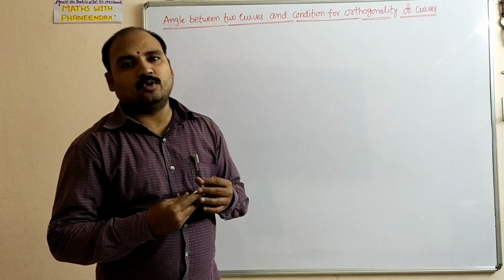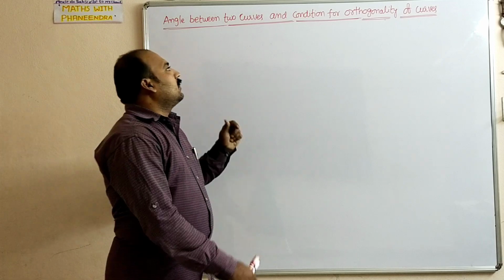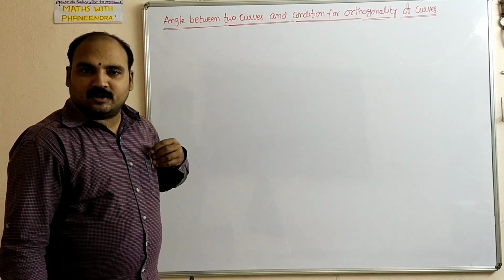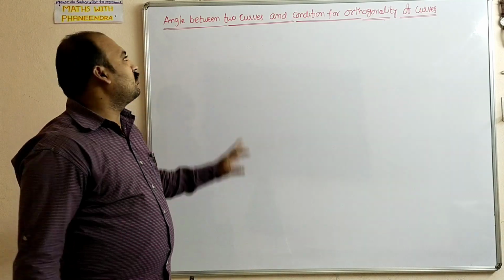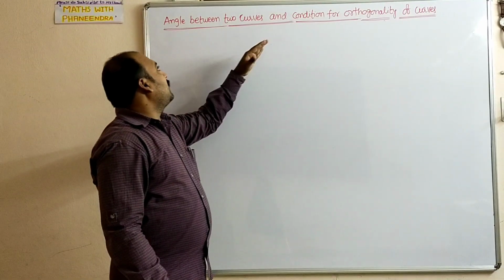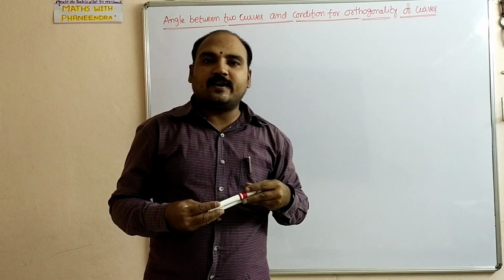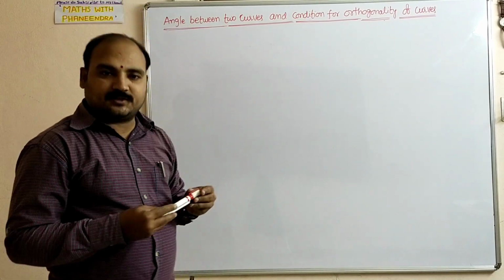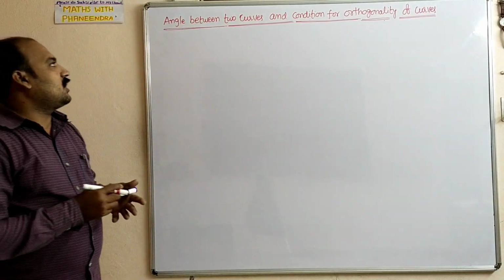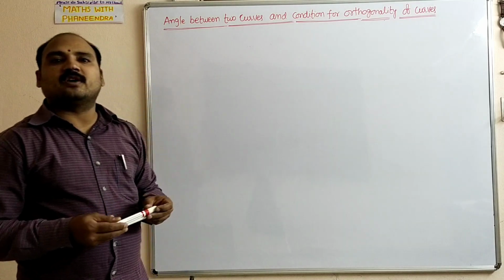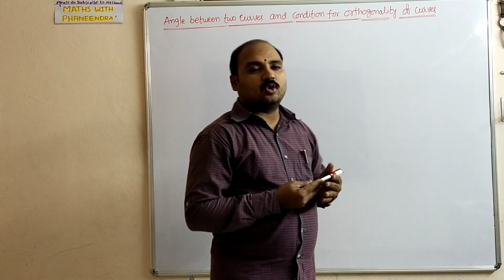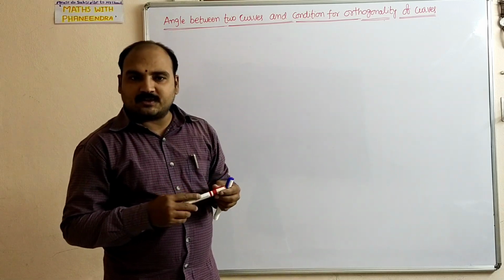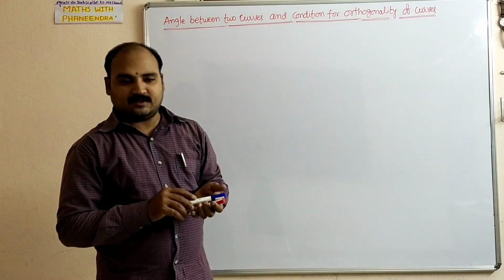In this episode, we are going to discuss tangents and normals. This is the third or fourth video on tangents and normals. In it, we cover the angle between two curves and the condition for orthogonality of curves. First of all, what is the definition of the angle between the curves? After that, we can calculate the condition for orthogonality. When two curves are said to be orthogonal, we will learn these cases.